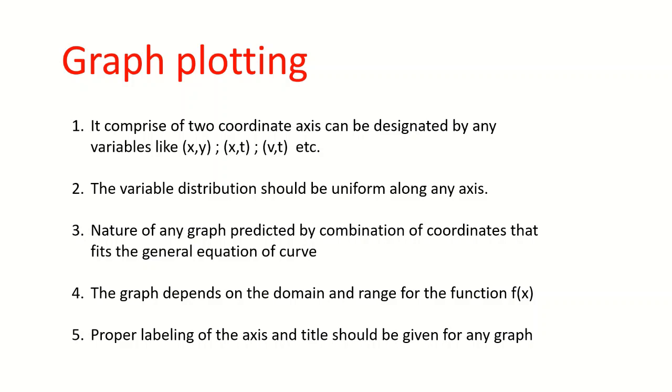The variation of the values on our axis will be shown in the graph. The nature of any graph can be predicted by the combination of coordinates that fit the general equation of the curve. The combination of coordinates seems like the locus of the points that fit the general equation, and we can predict the nature of the graph. Then depending on the domain and range of the function, we should plot the graph, and proper labeling of each axis and a title should be given for the graph.